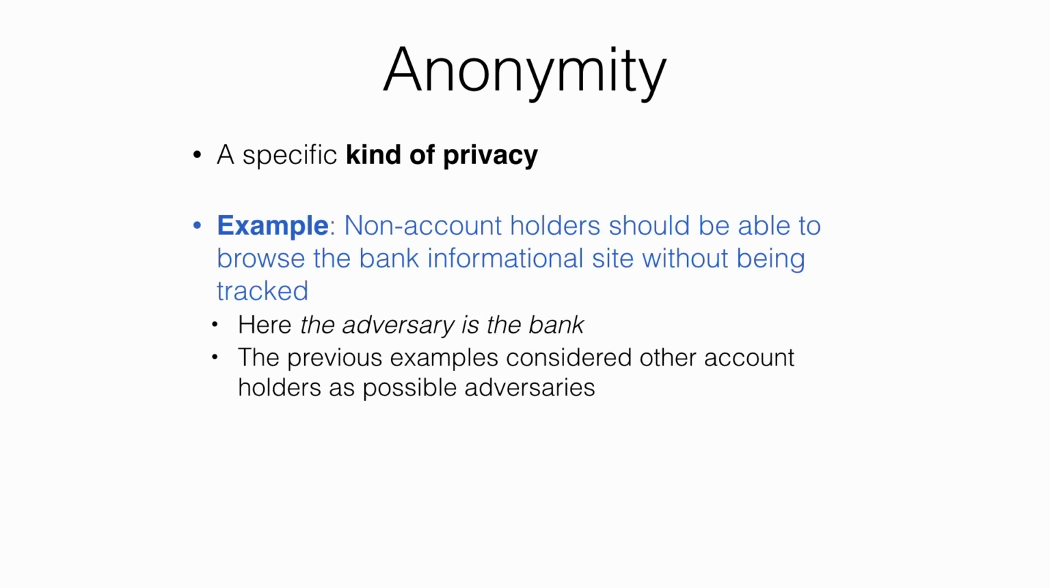Another sort of confidentiality policy is anonymity. This is a specific kind of privacy. As an example, we could say that non-account holders should be able to browse the bank informational site without being tracked and having their identity compromised by the bank or advertisers that the bank works with. In this case, the adversary is not users outside the banking system itself, but instead the bank and maybe third-party advertisers. In the other examples, we considered the account holders or malicious third parties as the adversaries.